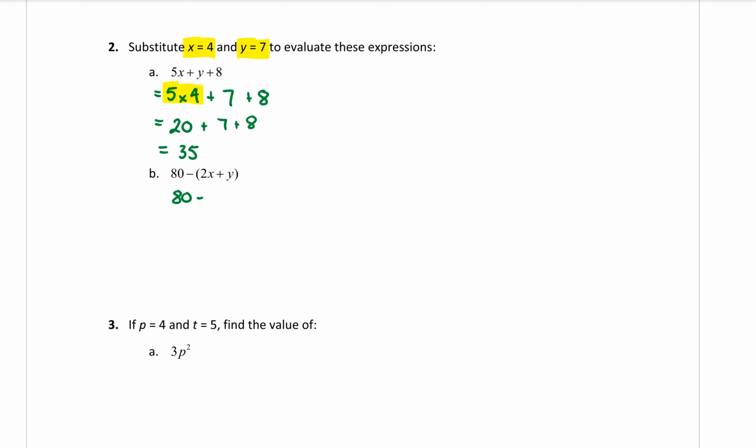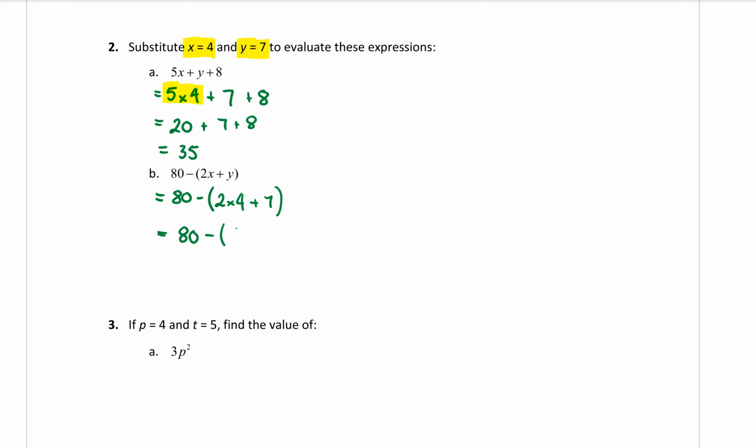minus, then we have a bracket, 2x, but we want to replace the x with a 4. So 2 has to be times by 4. So that's the 2x part. Then I have a plus y, but y we want to replace with the 7. Close the bracket. All right, now we have some brackets here, so we have to do those first. Inside those brackets, we have a multiplication and we have an addition. We do multiplication first. So write the 80 down, write the minus down. 2 times 4 is 8 plus 7.